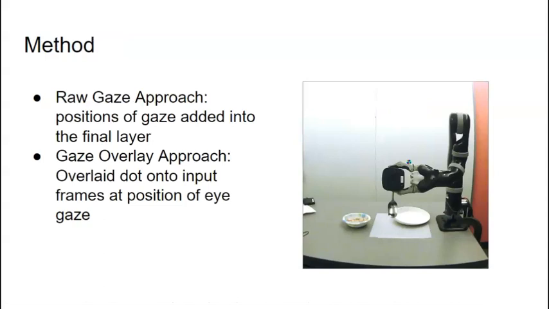We investigated 2 different ways to featurize eye gaze data. The first approach incorporated the raw X and Y position of the user's gaze into the final layer of the CGNL model. The second approach embedded the gaze data into the input frames by overlaying a dot at the position of the user's gaze. An example of one of the input frames for this approach is shown here. All 3 approaches, the baseline, raw gaze, and gaze overlay, were trained and tested on 6 pilot trials using a 6-fold cross-validation method.